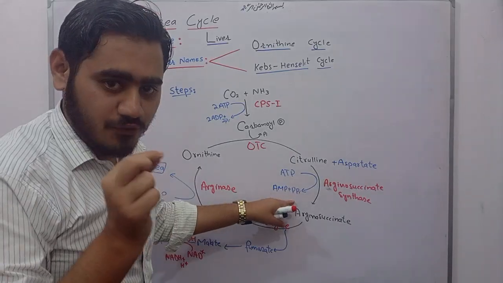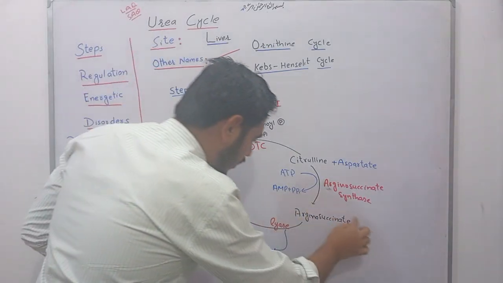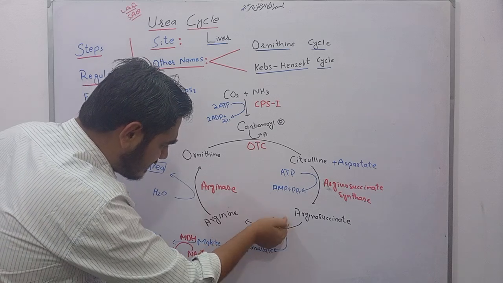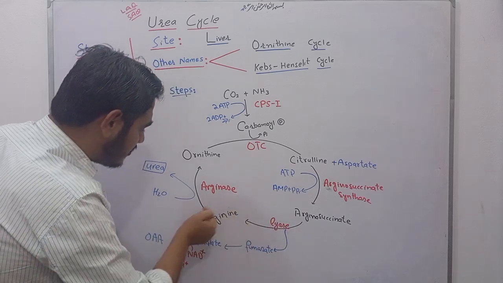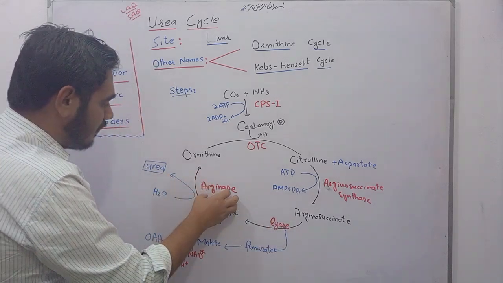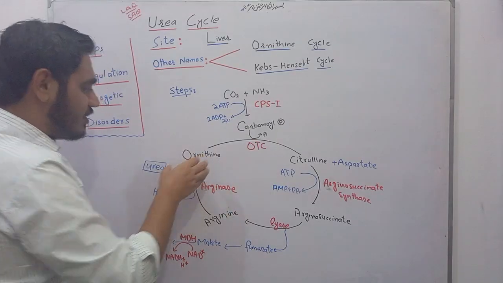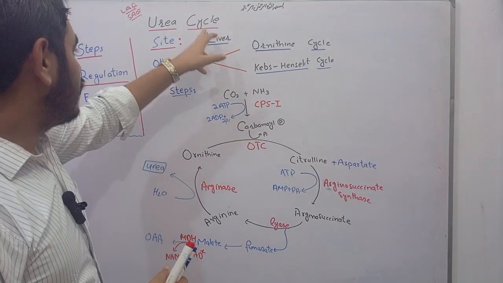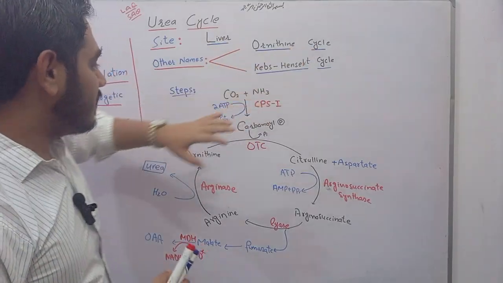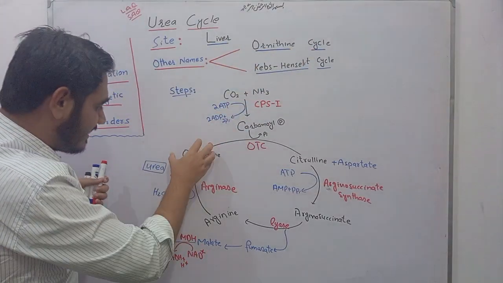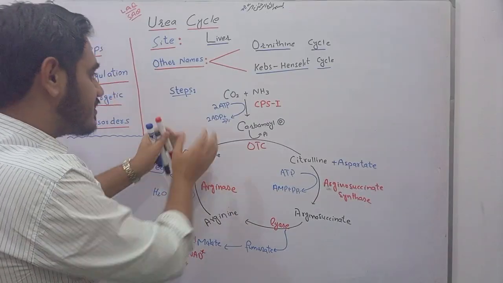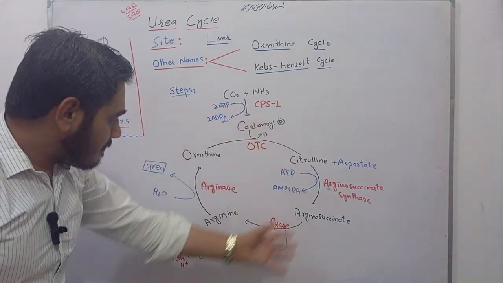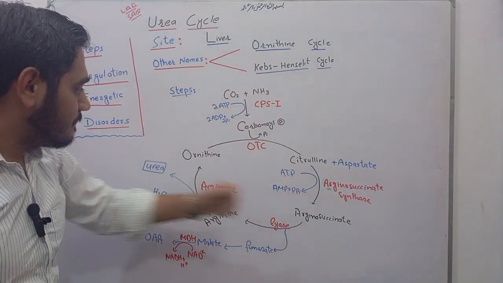PPI means pyrophosphate, and there is a formation of arginosuccinate. In the next reaction, with the help of this lyase enzyme, there is a formation of arginine, and also with the help of arginase enzyme, ornithine gets regenerated. So that's why the other name of urea cycle is ornithine cycle, because ornithine acts as a catalyst and also gets regenerated in this cycle. Okay, so these are the steps of the urea cycle.